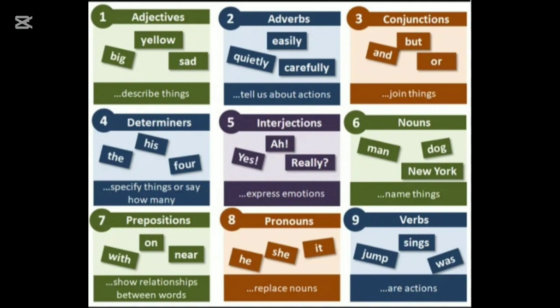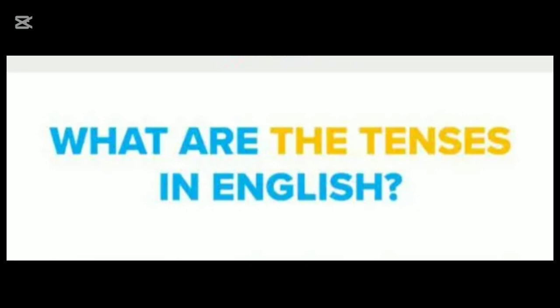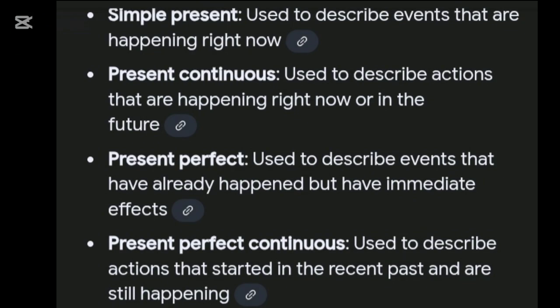Now let's talk about tenses. There are 12 tenses in English. Simple present: used to describe events that are happening right now. Present continuous: used to describe actions that are happening right now or in the future. Present perfect: used to describe events that have already happened but have immediate effects. Present perfect continuous: used to describe actions that started in the recent past and are still happening.